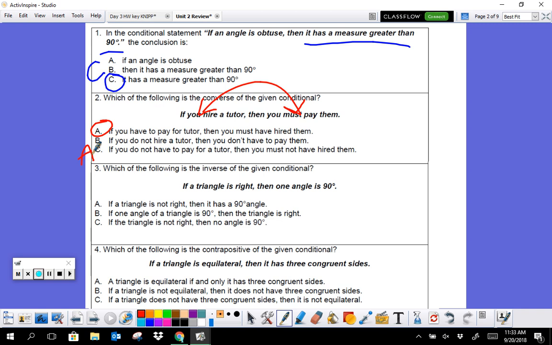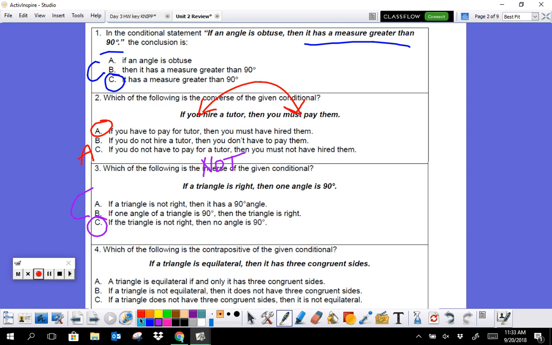Number 3, which of the following is the inverse? So the inverse is when you put not in the sentence. You keep the sentence in the same order, you just add not. So this would be if a triangle is not right, then it does not have one angle that is 90 degrees, which is C.